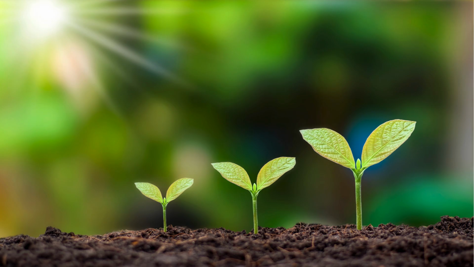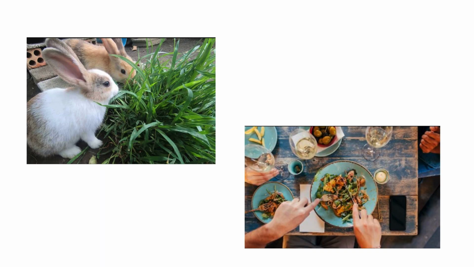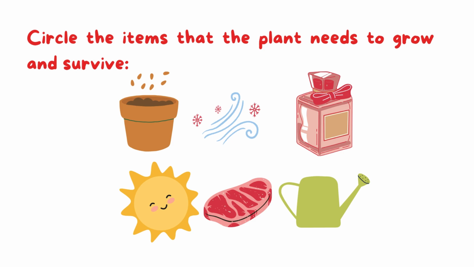And we know that most living organisms depend on each other to get energy and to grow and survive, not like the plant. The plant makes its own food. So if you want here to circle the items that plant needs to grow and survive, we have here soil, air, perfume, sunlight, meat, and water.